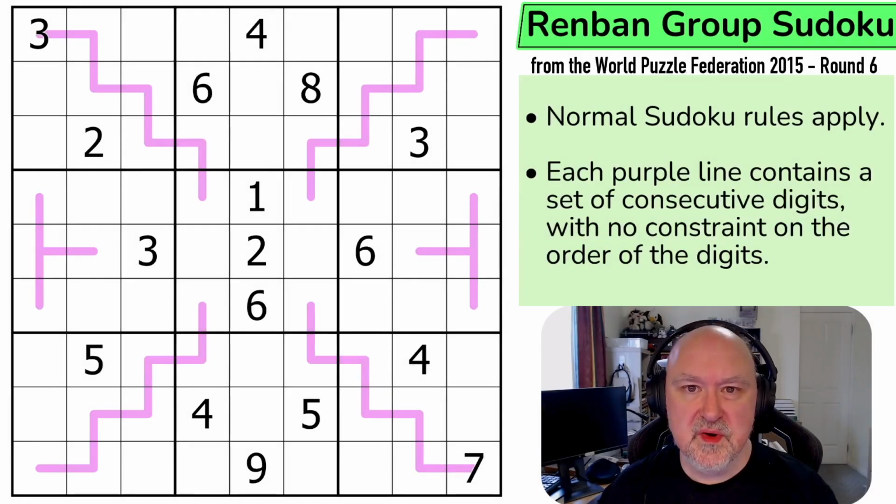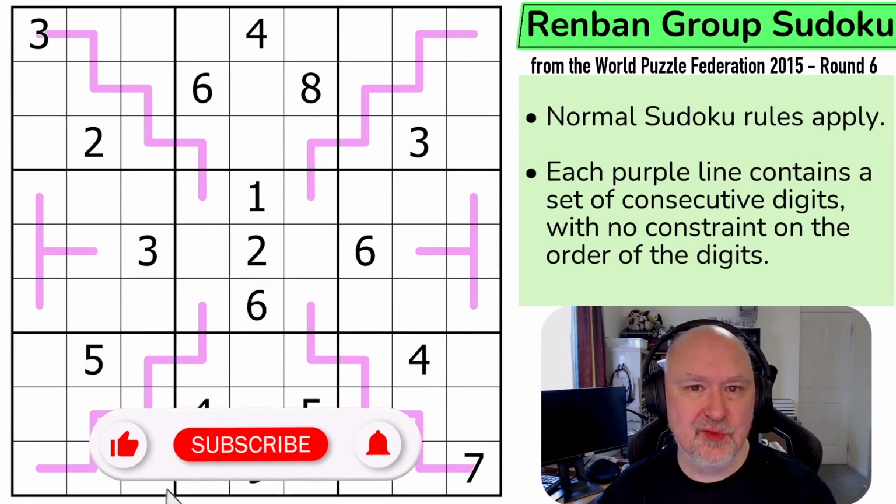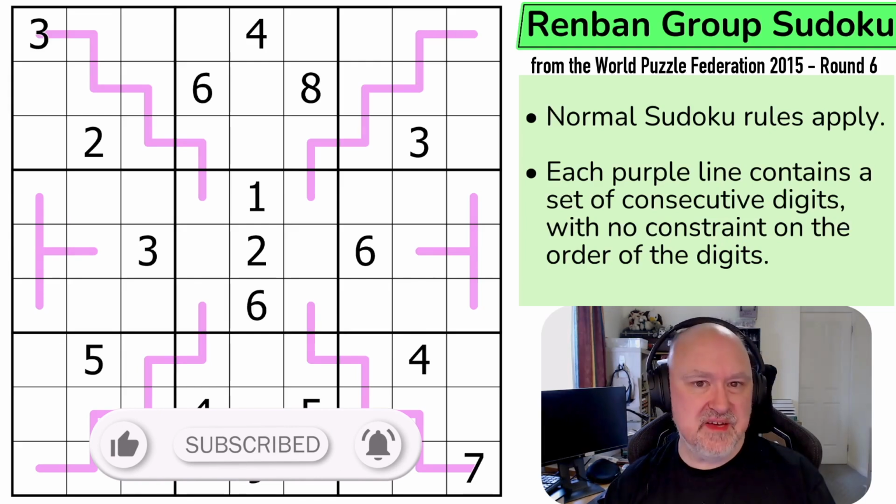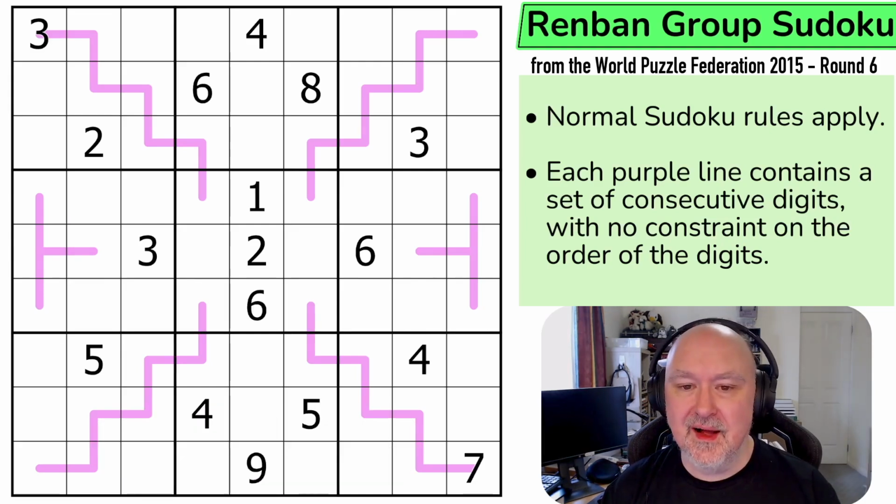Hi, and welcome to Brem Ster Puzzles and back to the World Puzzle Federation 2015 Round 6, which was set by the Czech Republic setters. This is a Renban group Sudoku, which was created by Jakub Hrazdira, and it was a 45-point puzzle, which means it shouldn't be too hard.